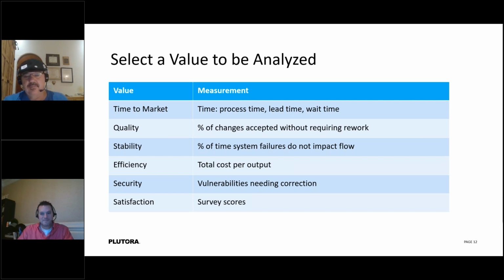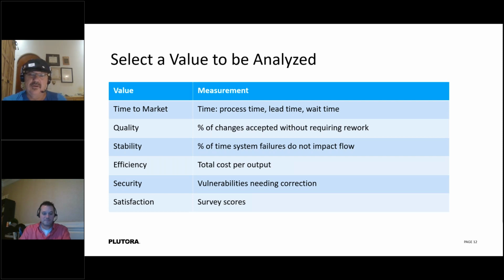So time to market, for example, you're usually looking at the process time, how long it takes to process an item, and how long it takes in calendar time to do that, which may be a different time. It may take you only 2 minutes to do something, but that 2 minutes has to be scheduled, so the total task might be a day. So process time is 2 minutes and lead time is a day. And then there may be wait times as well. Like, I can't start it until Fred has finished with what he's doing. So those are examples of measurements.